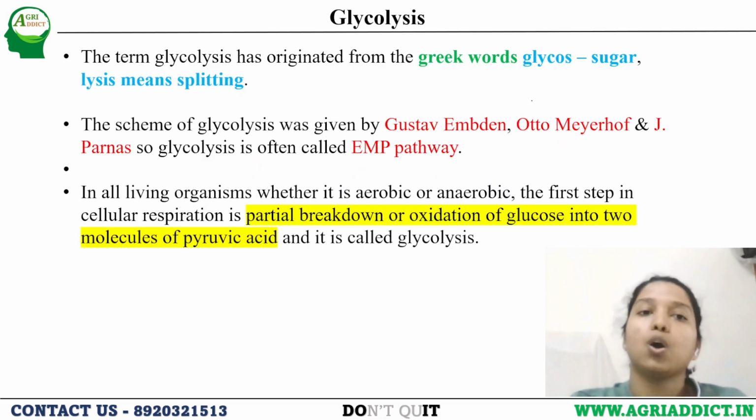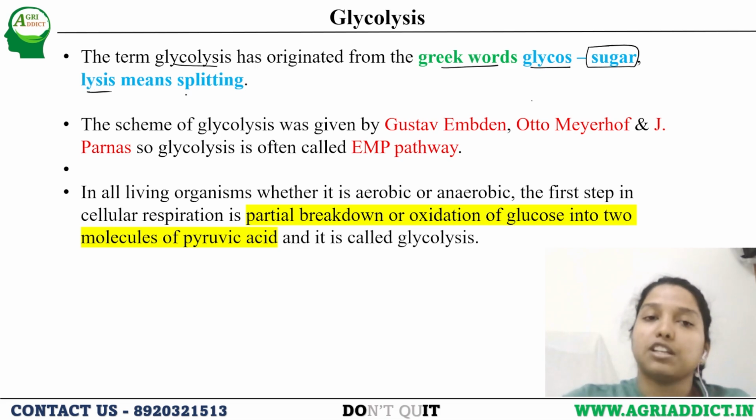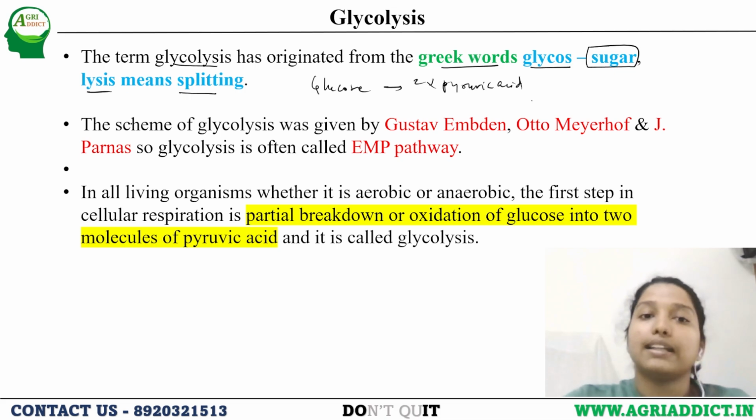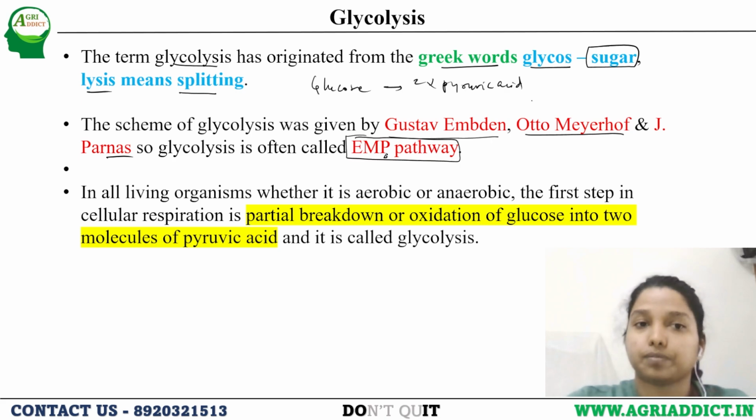pyruvic acid. The term glycolysis has originated from the Greek words glykos, which means sugar, and lysis, which means splitting. Here, glucose is being split into two molecules of pyruvic acid. The scheme of glycolysis was given by Gustav Embden, Otto Meyerhof and J. Parnas. So that's why we call it the EMP pathway also.